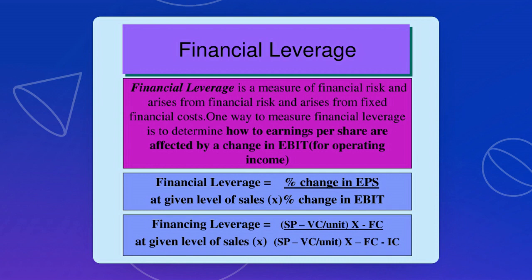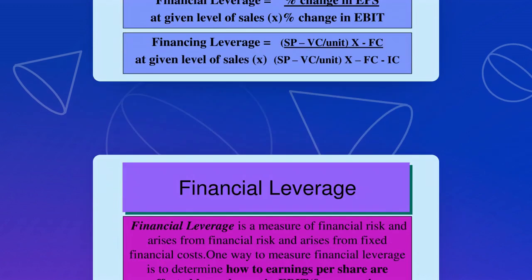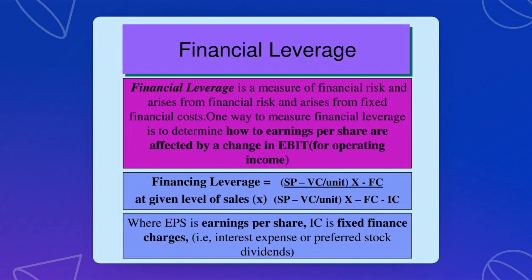Alright. Next one. In terms of your financial leverage, it is the percentage change in EPS, earnings per share, divided by the percentage change in EBIT. That's the formula of your financial leverage. Alright. So, as in the previous example a while ago, as discussed, financial leverage is your EBIT: SP minus VC per unit multiplied by volume minus FC, divided by SP minus VC per unit times volume minus FC minus IC. That would be your net income, or EBIT minus your interest charge. Again, the EPS here is basically your earnings per share, and IC is all about fixed financial charges.